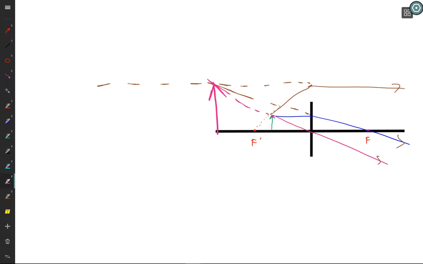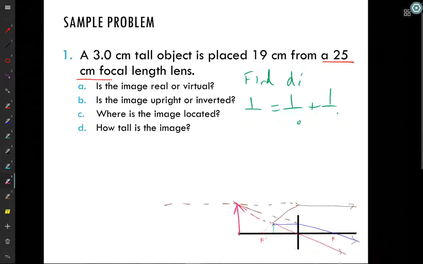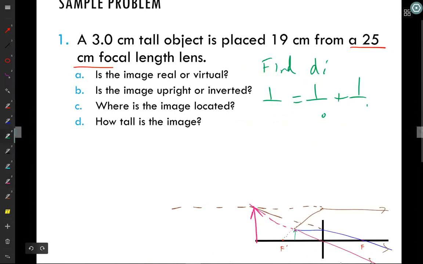Is that real or virtual? Virtual because? Okay, it's the extrapolated lines. Is it upright or inverted? Upright. The arrows point up in both. And as a final question, is it enlarged or diminished? Enlarged. That was obvious. Obviously, without using a ruler, you're not going to get the right position. So that's why we like to use the mathematical equation.